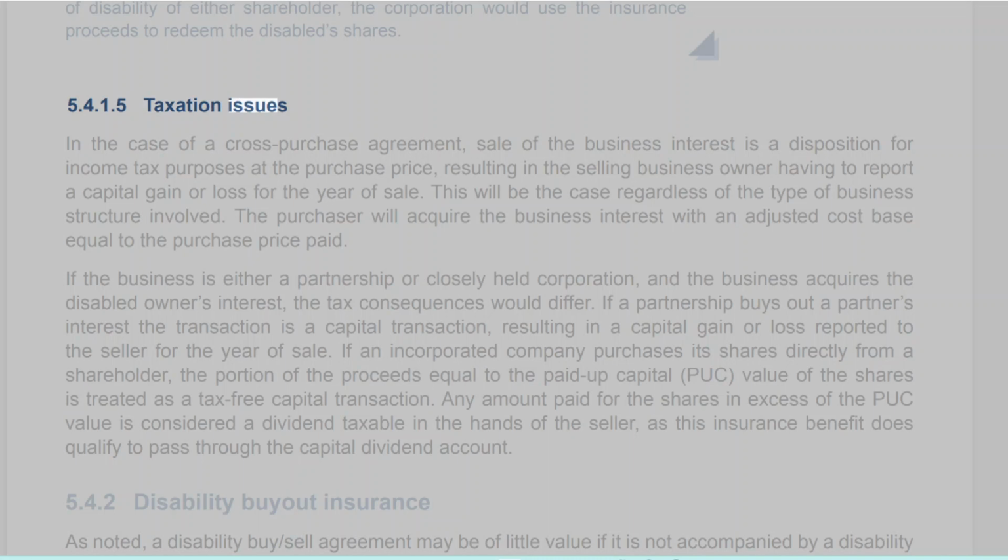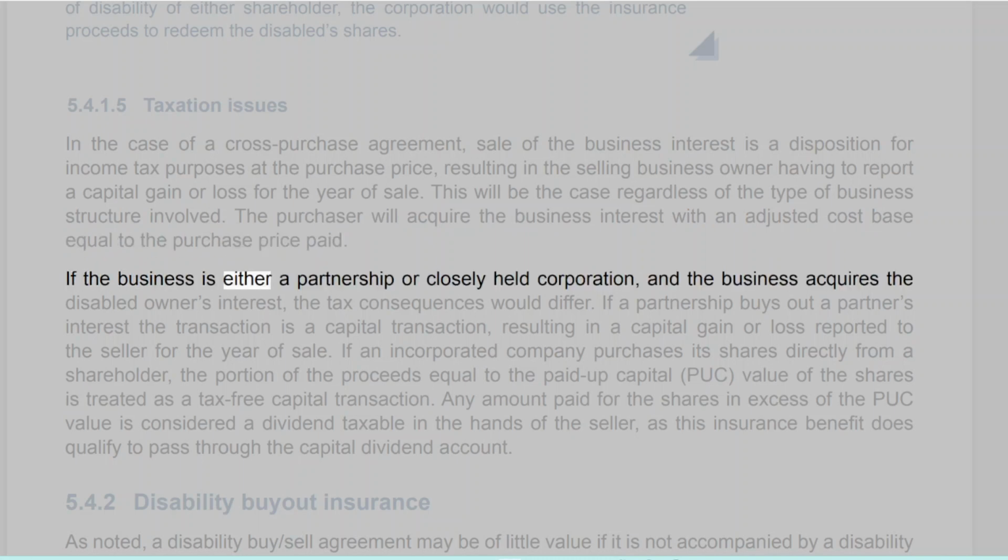5.4.1.5 Taxation issues. In the case of a cross-purchase agreement, sale of the business interest is a disposition for income tax purposes at the purchase price, resulting in the selling business owner having to report a capital gain or loss for the year of sale. This will be the case regardless of the type of business structure involved. The purchaser will acquire the business interest with an adjusted cost base equal to the purchase price paid.